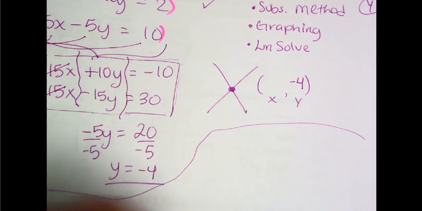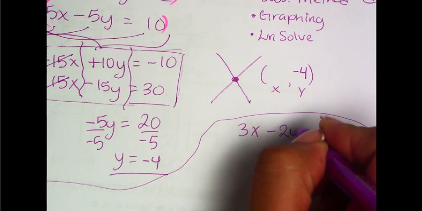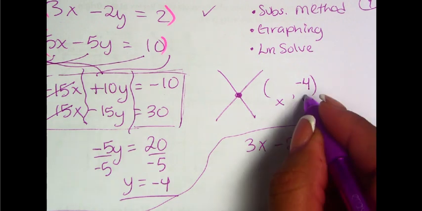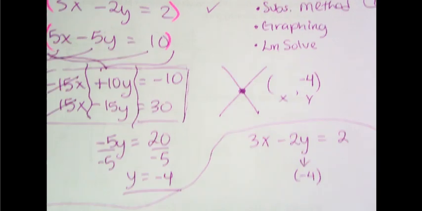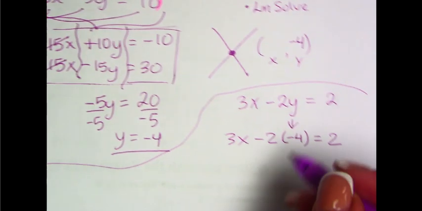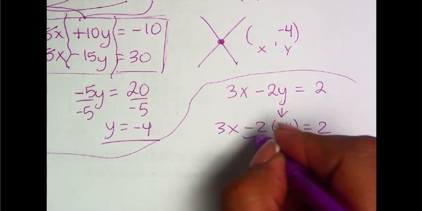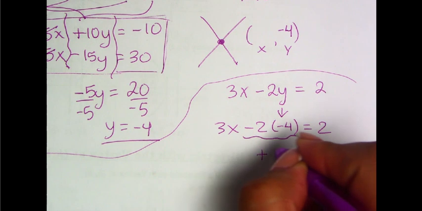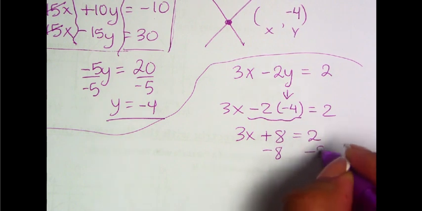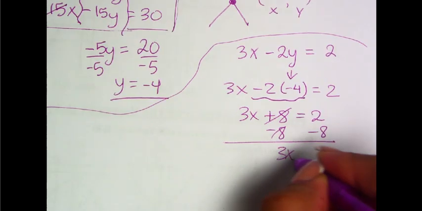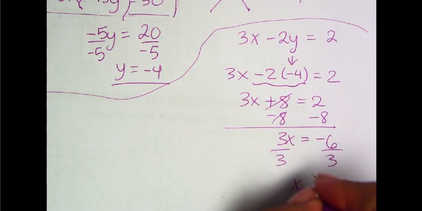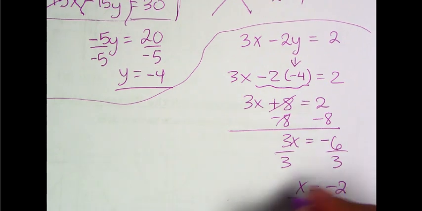I'm going to draw a line to separate and write the top equation. It doesn't matter which one you pick, just grab one of the original equations. I picked that one, and I'm going to substitute this negative 4 in for the y. So now I have 3x minus 2 times negative 4 equals 2, which results in an equation for solving for x. Negative 2 times negative 4 is positive 8. Then you subtract 8 from both sides, and then we divide by 3. So now we have the x, which is negative 2.